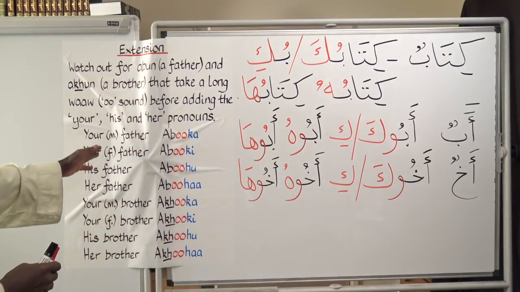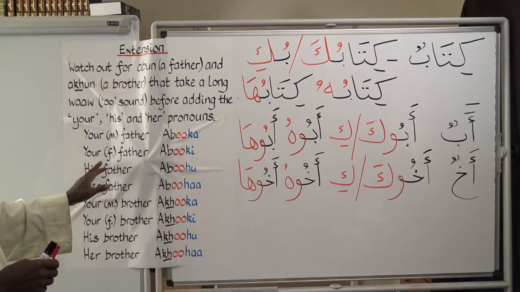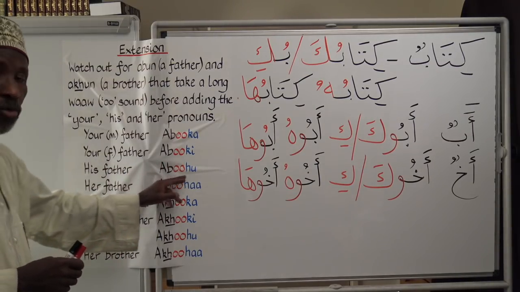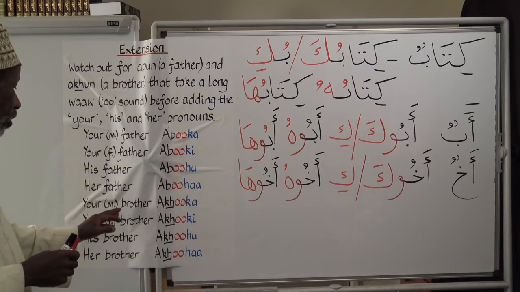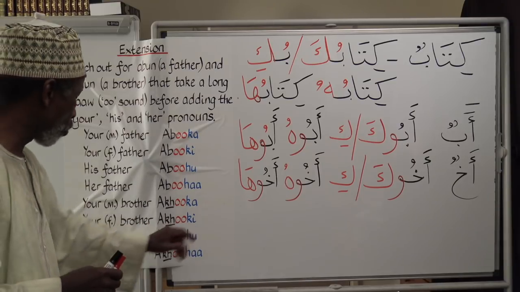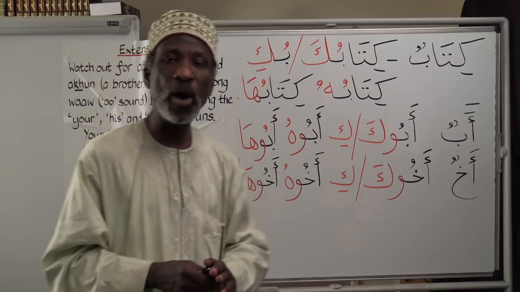And it's listed here. Your father, abuka. Your father, speaking to a female, abuki. His father, abuhu. Her father, abuha. Your brother, ahuka. Your brother, speaking to a female, ahuki. His brother, ahuhu. And her brother, ahuha.